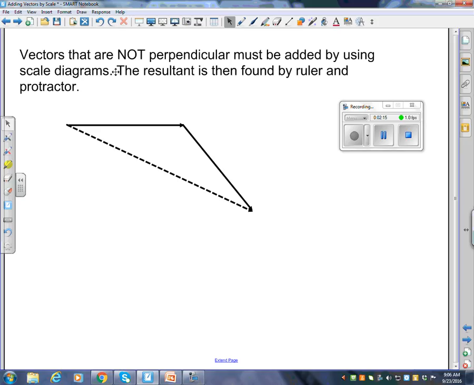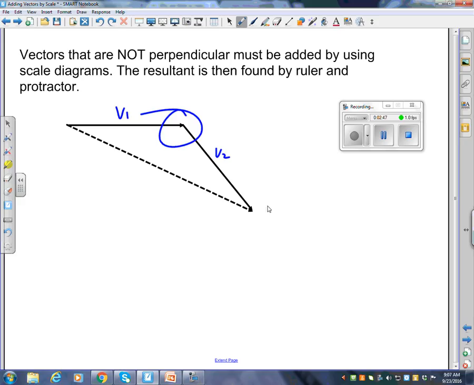Remember from yesterday? How do we arrange them? Tip to tail. I'll call this one V1, V2, just for vector 1, vector 2. Where do we draw the resultant? Always from where you start to where you end. I try not to use the word always because it quite often gets you into trouble, but this isn't one of those times. When adding vectors, always draw from start to end.